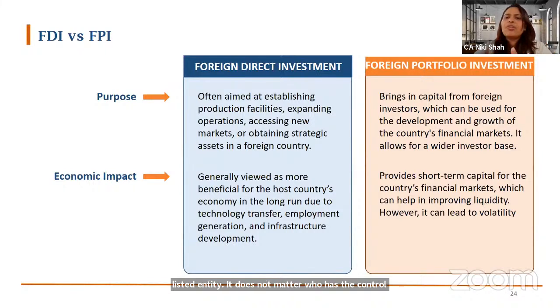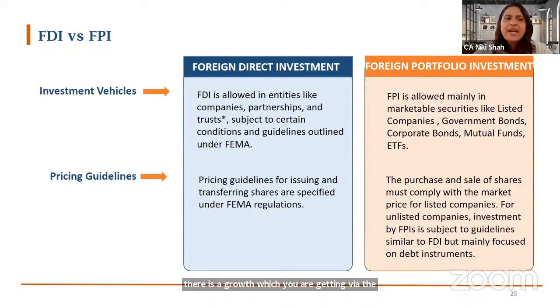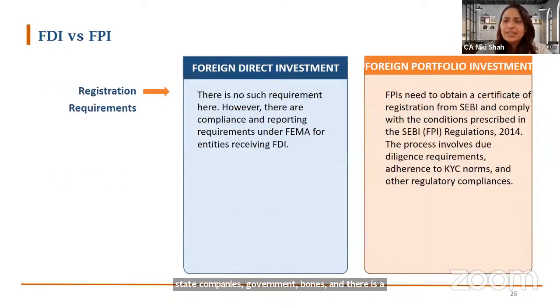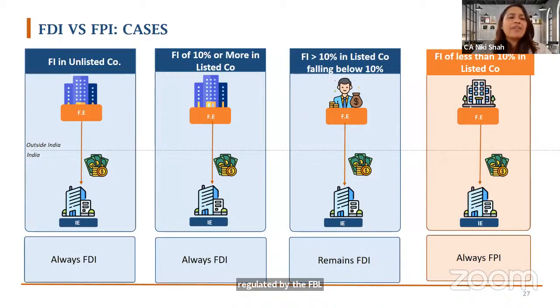Your basic purpose is to see that there is growth which you are getting via the financial markets. That is the main purpose of FPI. And FPI is allowed mainly in marketable securities, listed companies, and government bonds. There is a limit to which FPIs can invest into India, which is mainly driven by SEBI regulations in terms of the percentages and all the compliances, because they are regulated by SEBI. Now, FDI in the unlisted sector is always going to be FDI.